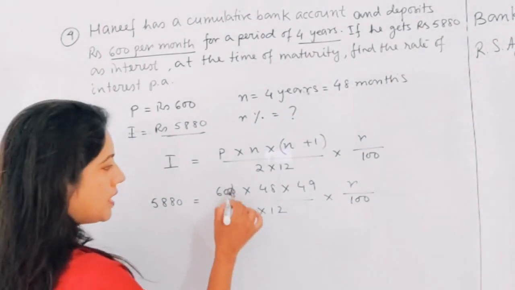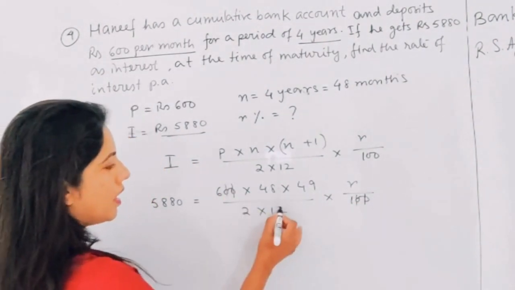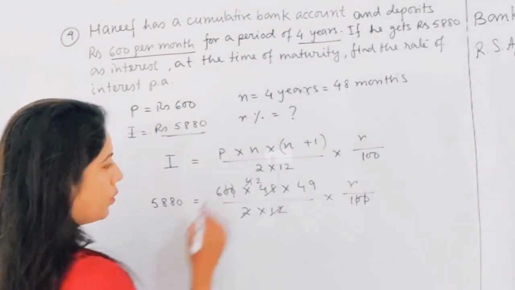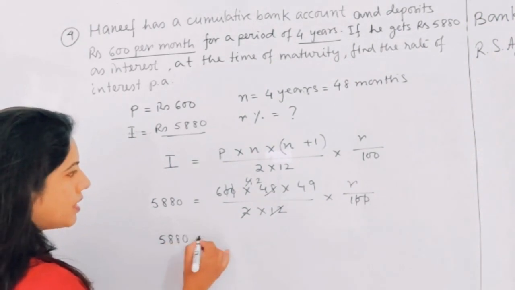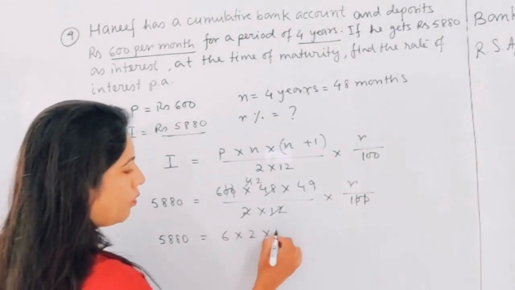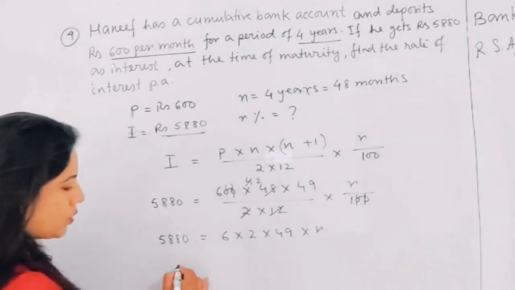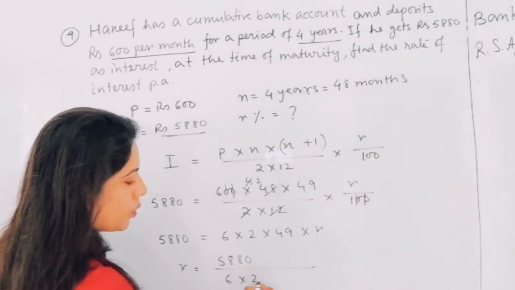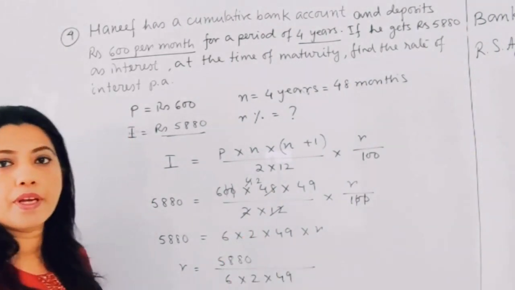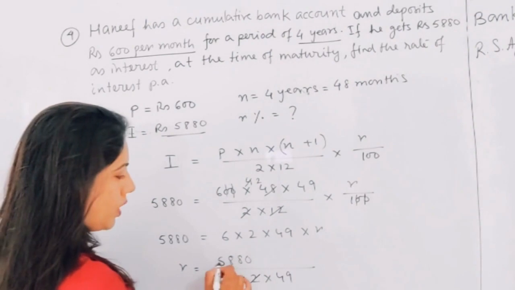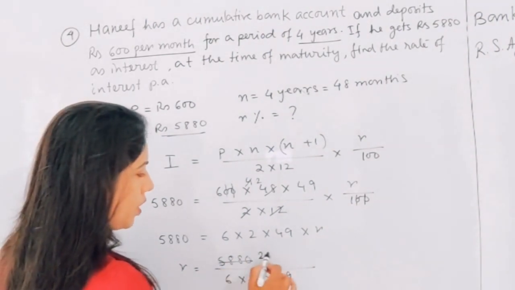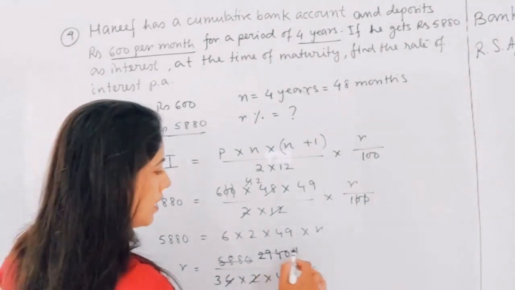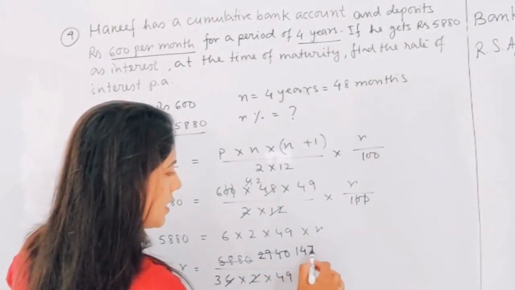Now let us calculate this. 0, 0, 0, 0 get cancelled. 12, 4, 48, 2, 2. So getting 5880 is equal to 6 into 2 into 49 into R. So R would be equal to 5880 divided by 6 into 2 into 49. Okay, let us calculate this. 2 and this will get cancelled. 2 2s are 4, 2 9s are 18, 2 4 0. Again 2 3s are 6, 2 1s are 2, 4 7 0.